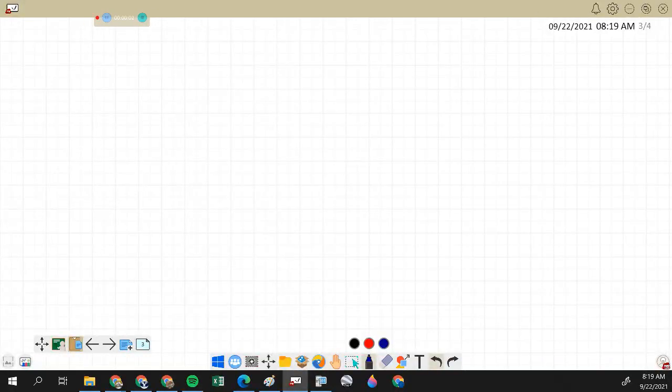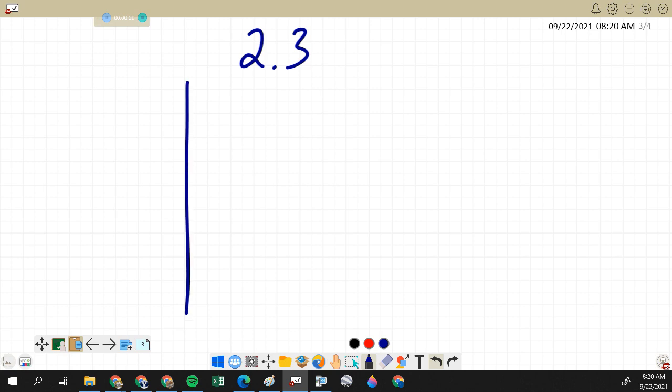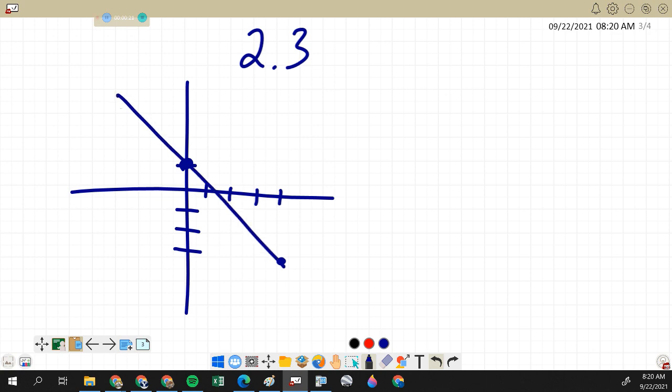Today we're going to work on 2.3, and it's purely review. It has to do with graphing lines. So if I had this equation, what is the slope of that line? How do you find the slope?